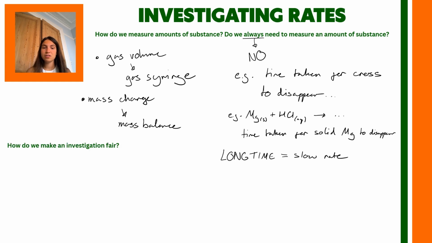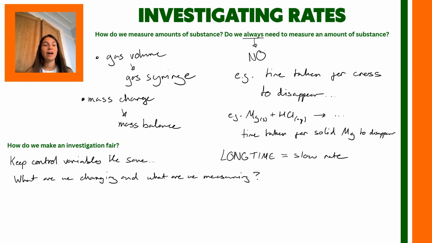A longer time means a slower rate. How do we make an investigation fair? Well, keep control variables the same. What are we changing and what are we measuring?